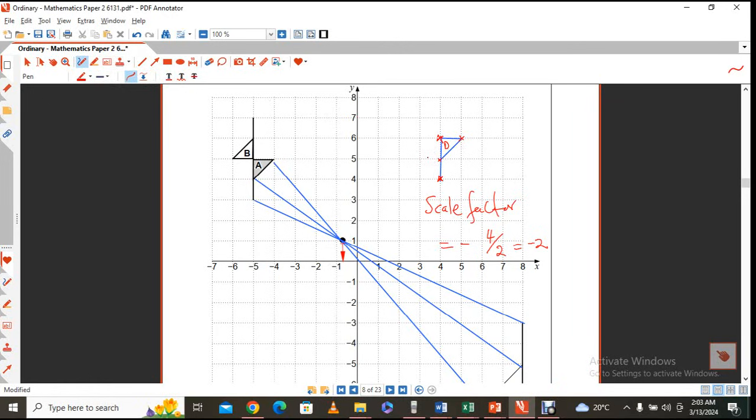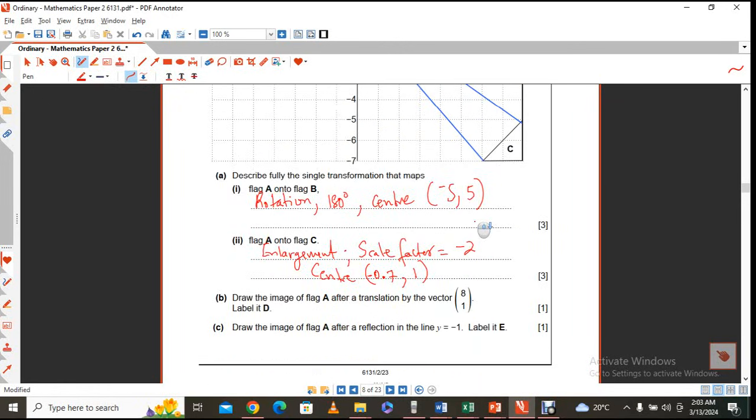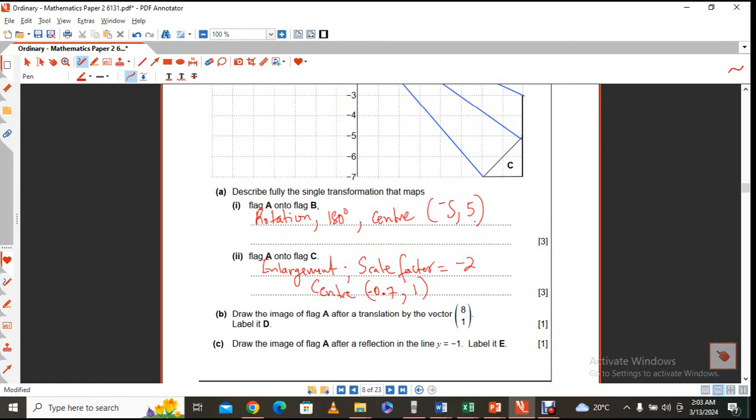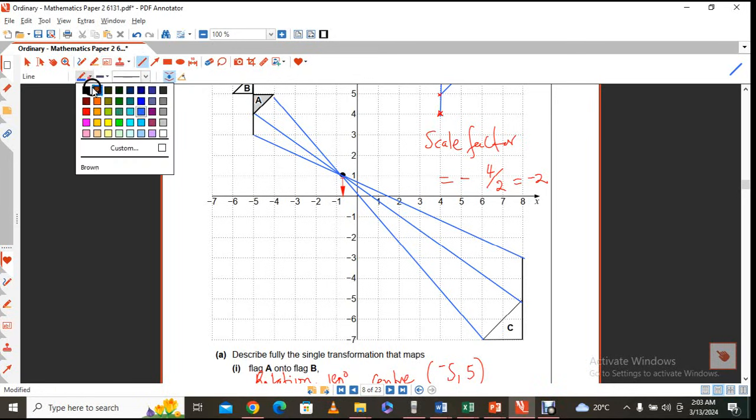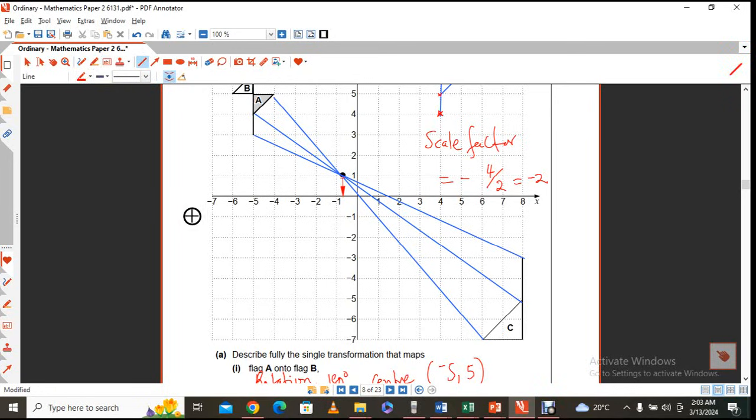2 marks for that. Then they are saying for part C, draw the image of flag A after a reflection in line y = -1. So let me just draw the line y = -1. So the line y = -1 is going to be this particular line over here. And that is the line y = -1. So the distance that this object is away from the middle line should be the same. So that's 1, 2, 3, 4. So 1, 2, 3, 4.